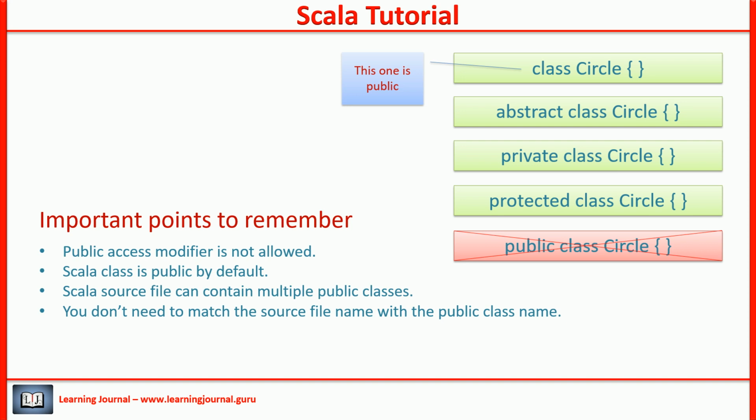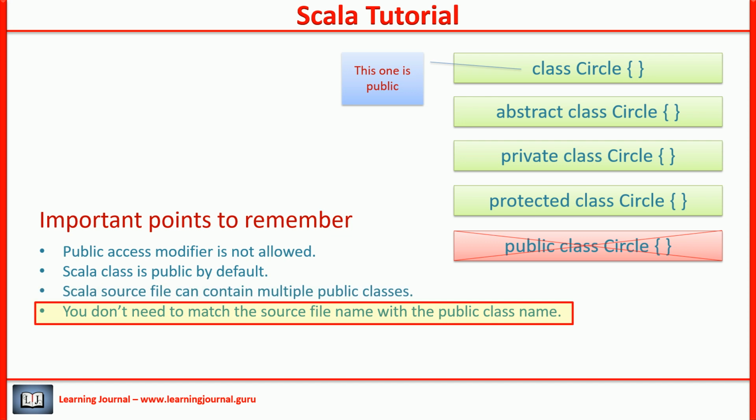There is one more important point that you should notice here. Unlike Java, a Scala source file can contain multiple public classes. If you programmed in Java, you already know what it means. A Java source file can have only one public class, but that restriction is no more valid in Scala. You can define multiple public classes in a single source file and name the source file whatever you want, right? There is no need to match the file name with the public class name.